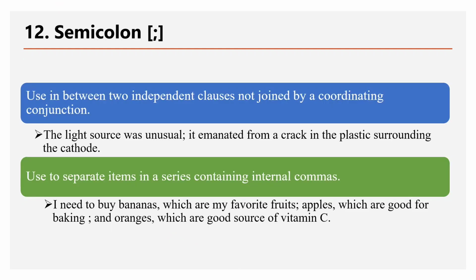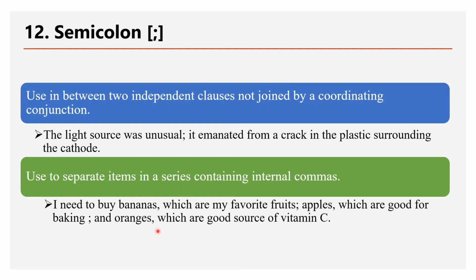The next punctuation mark is the semicolon. It is used between two independent clauses not joined by a coordinating conjunction. For example, "The light source was unusual; it emanated from a crack in the plastic surrounding the cathode." Here, these are two independent clauses and we do not use a coordinating conjunction, so a semicolon is used between them.